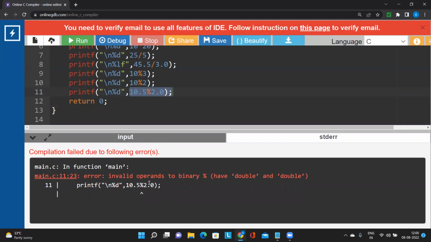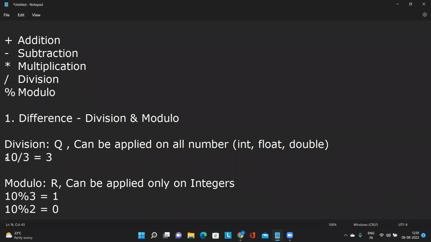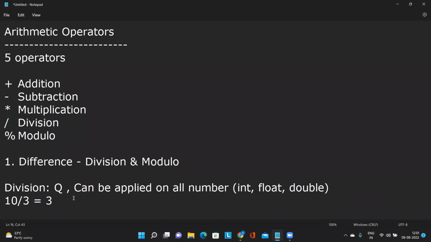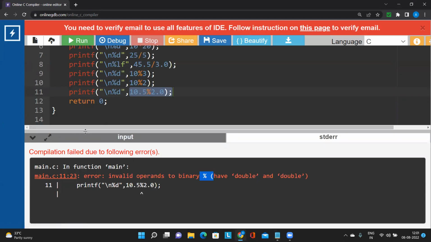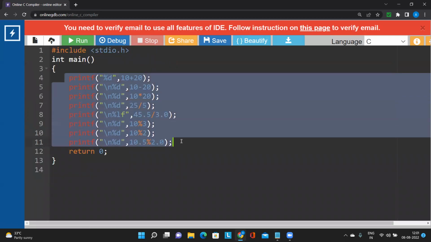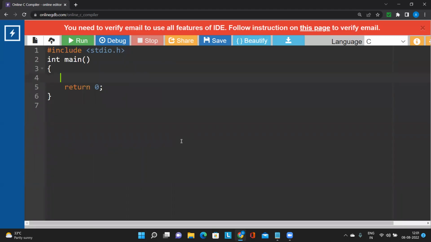See where the error is showing. Invalid operands to binary percentage operator, having double and double. That is, my modulo operator cannot be applied on a float or on a double data type. So it can be applied only on integers. All types of integers, short int, long int, those things are accepted, but not on real numbers. Okay, so this is the first thing you should know about your arithmetic operators. Other than this, there are a few more points which you should be aware of whenever you make use of these operators. So what are those points is what we will be discussing now.